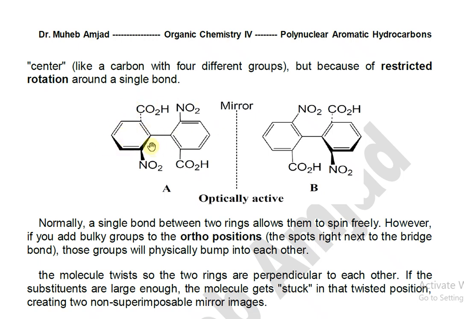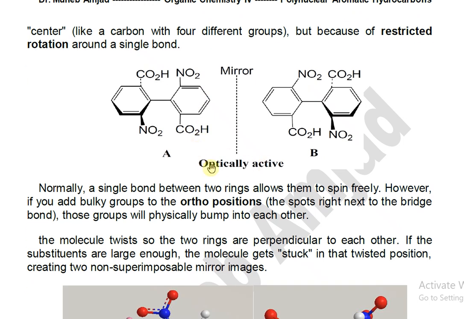So this molecule doesn't have a plane of symmetry. There is no plane of symmetry. If we draw the mirror image of this molecule, this will be the mirror image. Both mirror images are not superimposable on each other. For this reason, it will be optically active. So this isomer will be optically active.